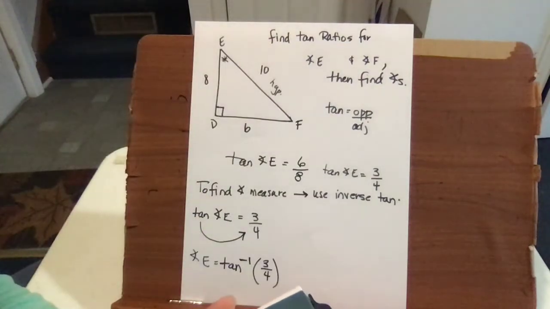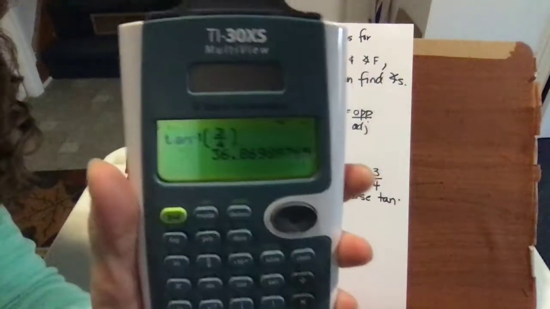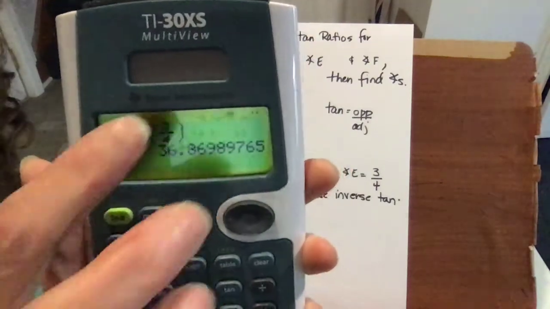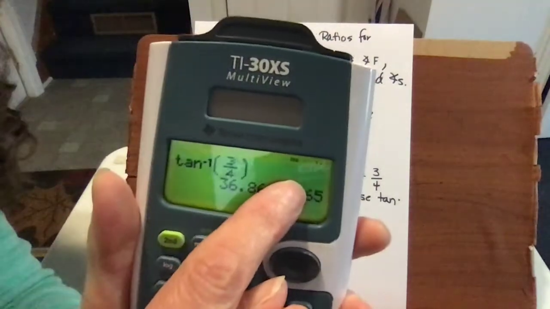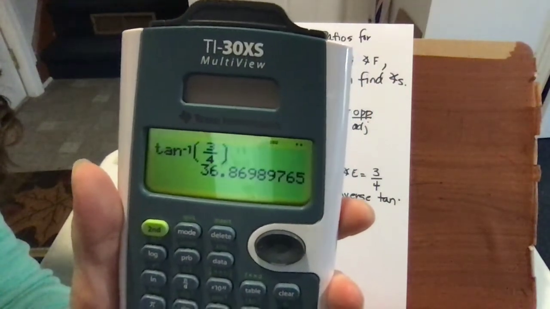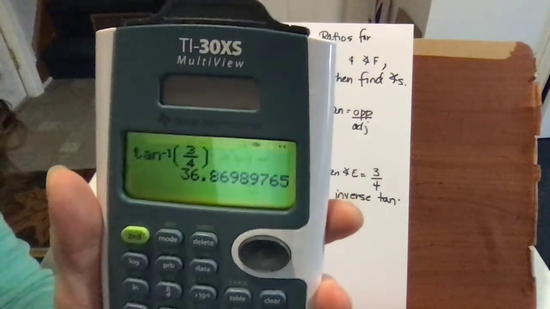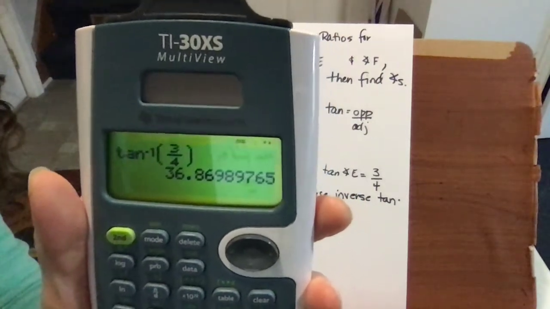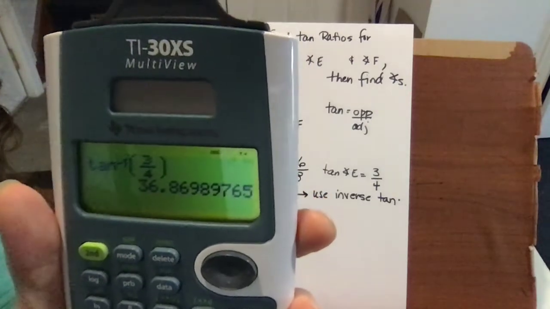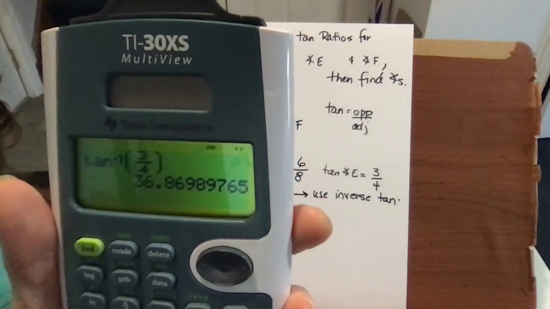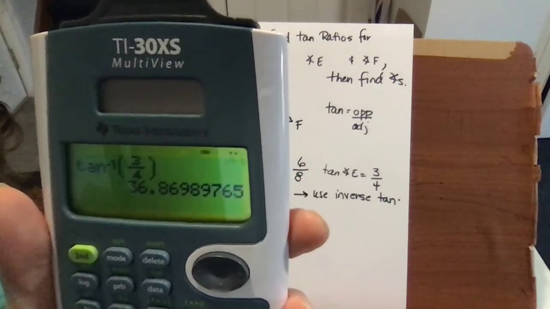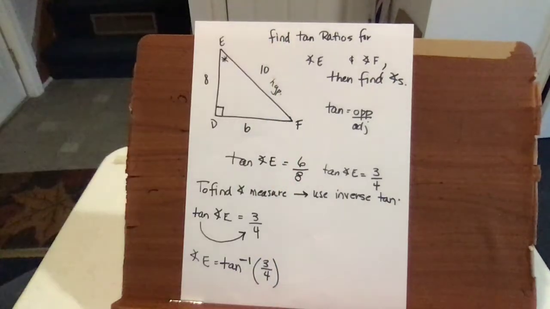All right, now you're going to hit enter, and you're going to get a number. Now you must be in degree mode. If you're not in degree mode, which is up here, then you have to go back and set your calculator to degree mode. All right, I'll show you that in a minute. But we are in degree mode, and we took the inverse tangent, and it's giving us the angle. So we round all angles to the nearest whole number, to the nearest degree, unless we're told otherwise. So this is 36.8, so we're going to round it to 37 degrees.